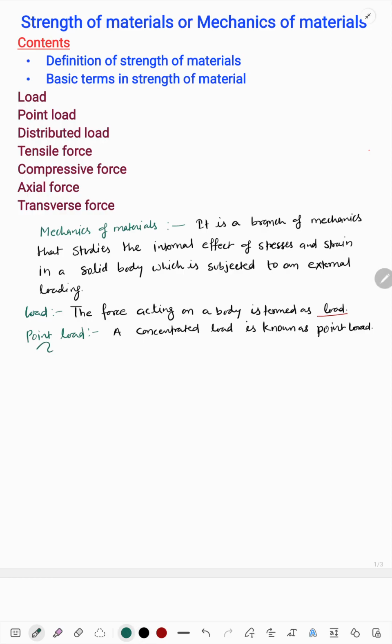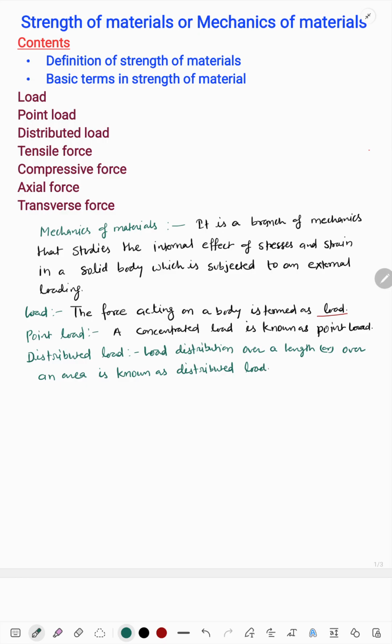Then distributed load. Load distribution over a length or over an area is known as distributed load. So this is done.